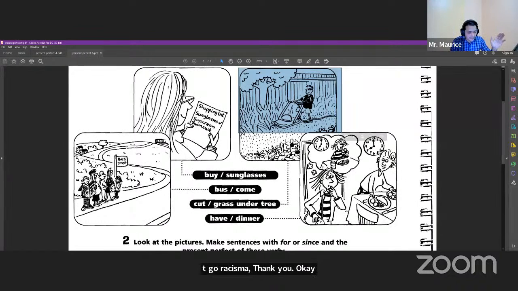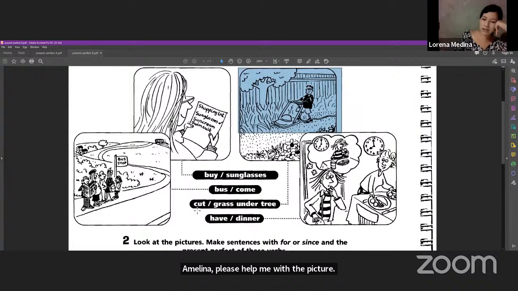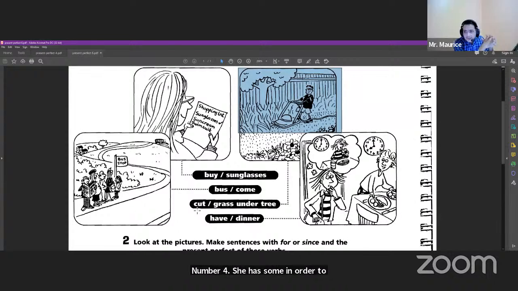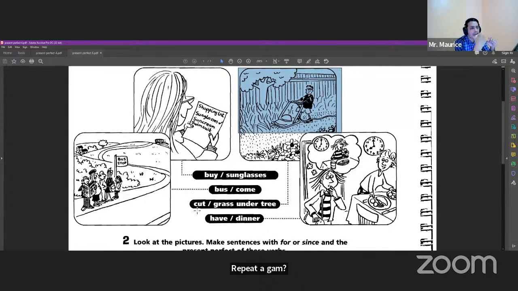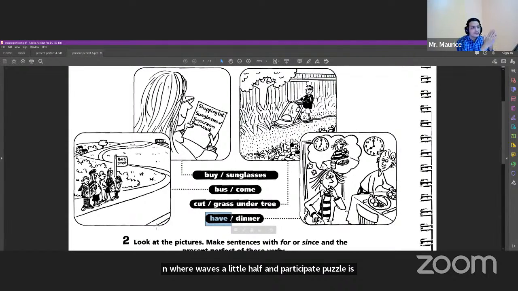Okay, let me see. We have another student, Lorena Medina, please. Help me with the picture number 4. She hasn't dinner yet. Okay, can you repeat again, please? She hasn't dinner yet. Okay, algo está faltando. She hasn't y viene un verbo. Ahí está el verbo have, el participio pasado de este verbo, Miss. She hasn't. Ahí viene el verbo.